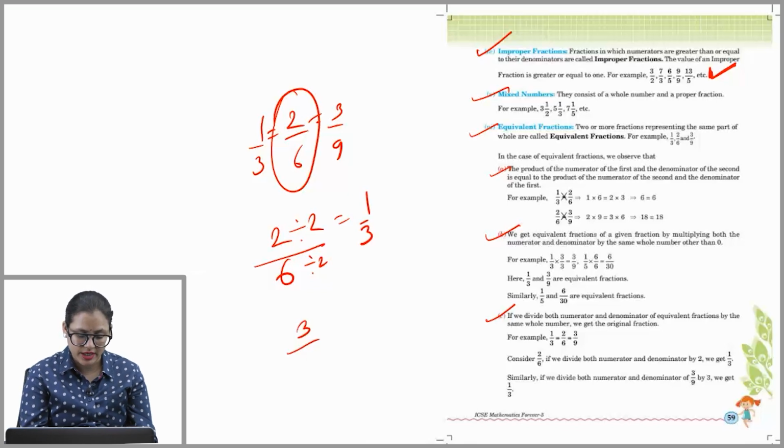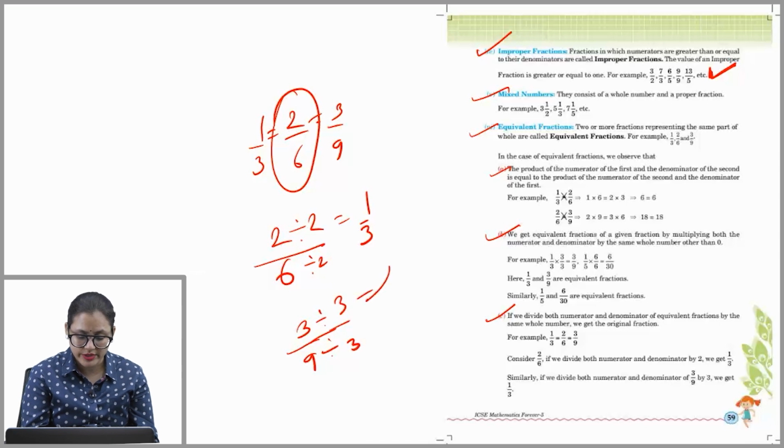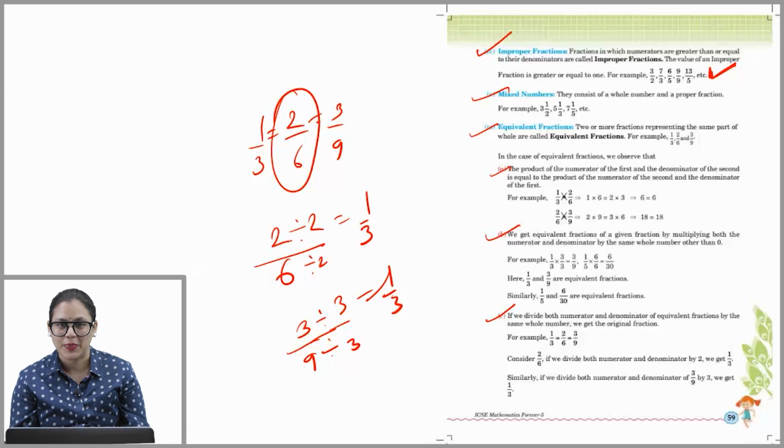Similarly, in the case of 3 by 9, if we divide the numerator and denominator both by 3, what will we get? We will get 1 by 3.